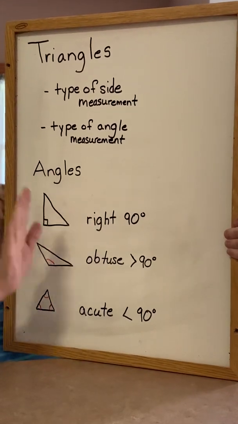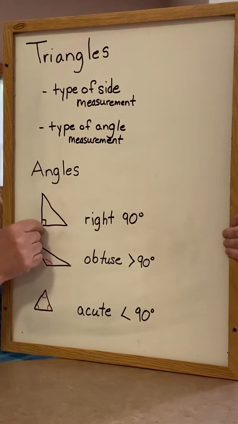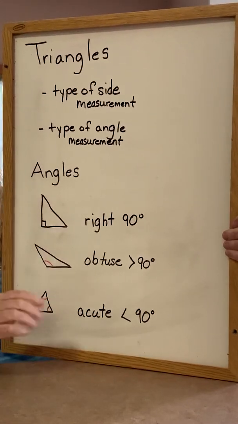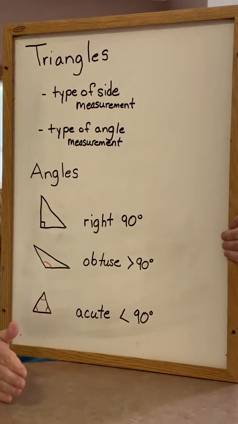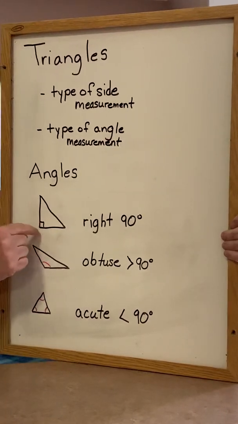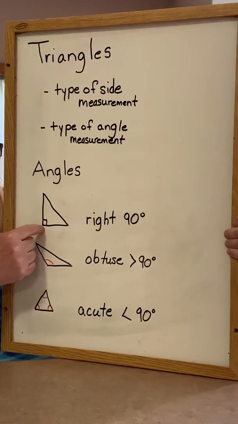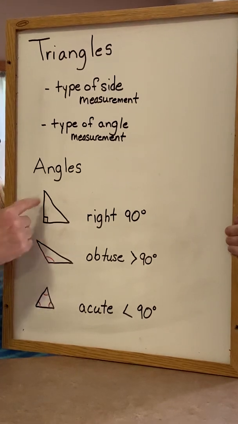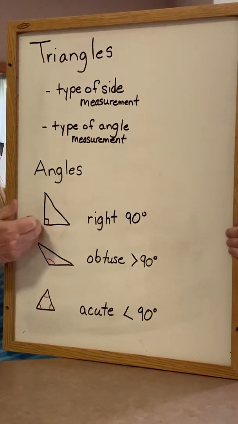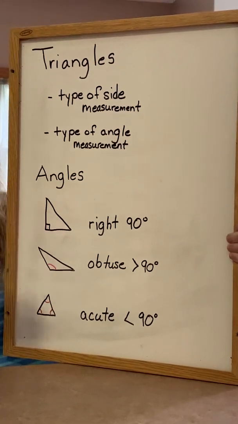Make sure that you understand that these 3 angles, when you add them together, equal 180 degrees. So if one of those angles is right, then the other 2 have to be less than 90, because they have to add up to 180. So that's why we just name it a right triangle.